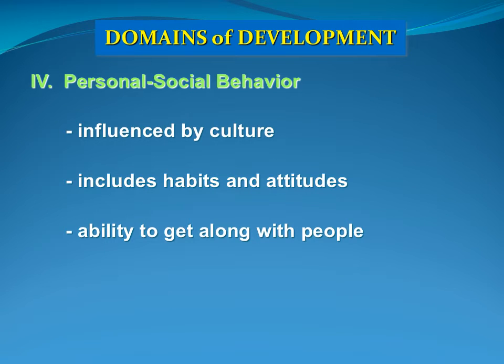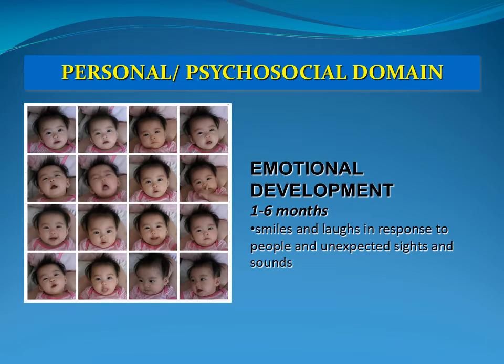The last domain of development is your personal and social behavior. Now, this domain is primarily influenced by culture, which includes habits and attitudes, and the ability of the child to get along with other people. Personal and psychosocial domain primarily involves emotional development. During the first 6 months of life, one or two of the more expected psychosocial domains will be your smiling and laughing in response to people and unexpected sights and sounds.